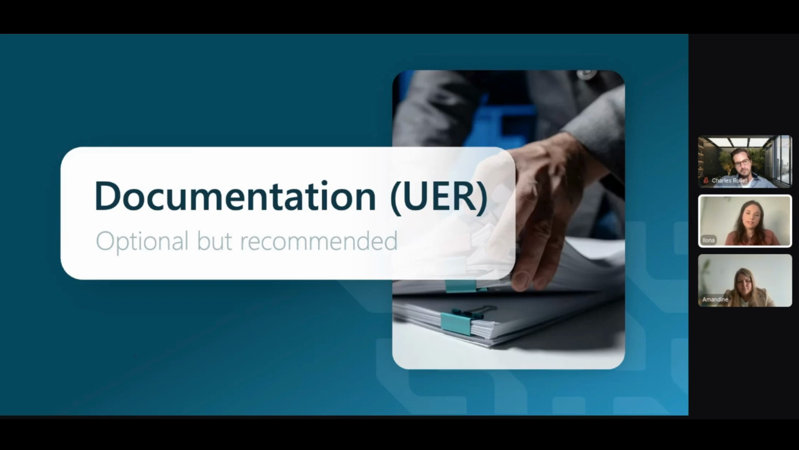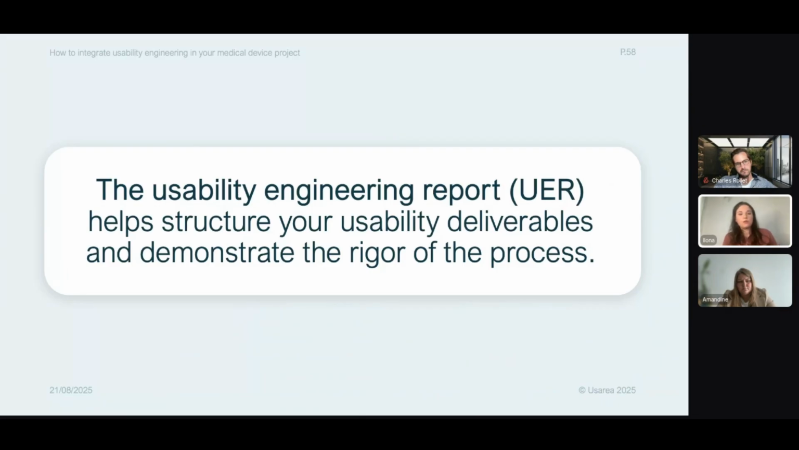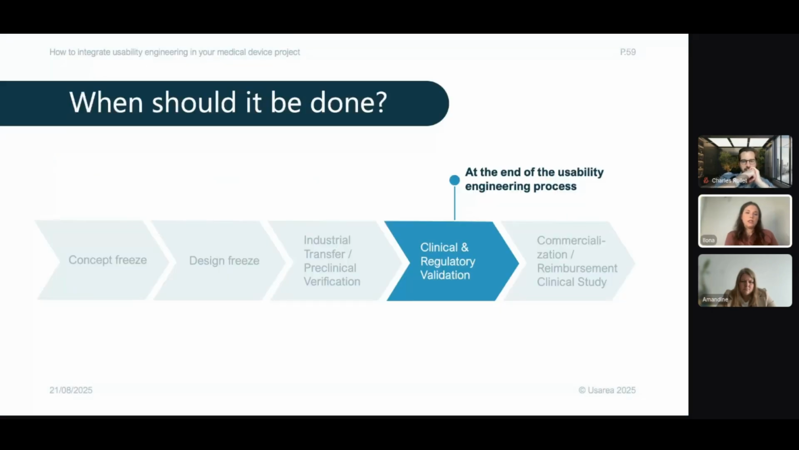It's an optional step, but one that we recommend a lot. We call it the usability engineering report. It helps to structure the usability deliverables and demonstrates the rigor of the process. It's a document that sums up all the usability process that you have done. It should be done obviously at the end of the usability engineering process. It's really optional, but we really recommend doing it.